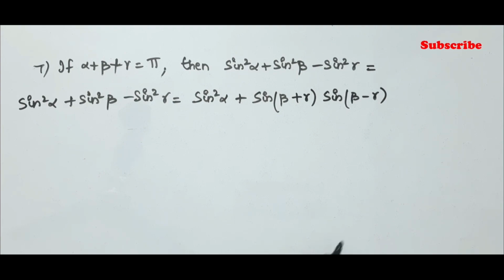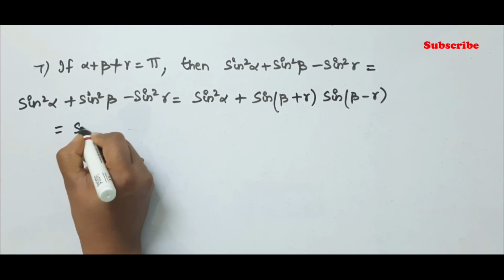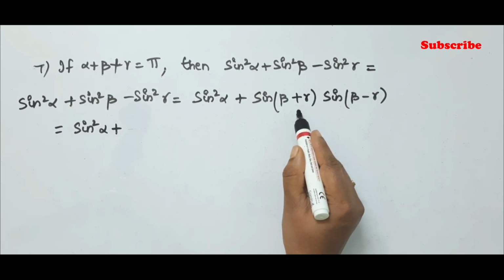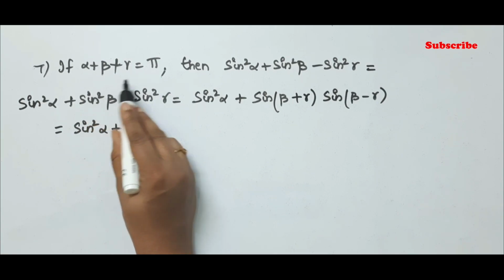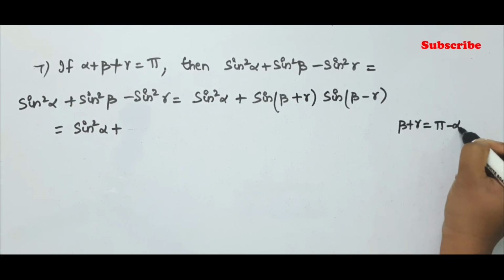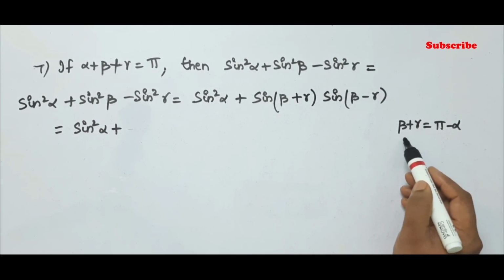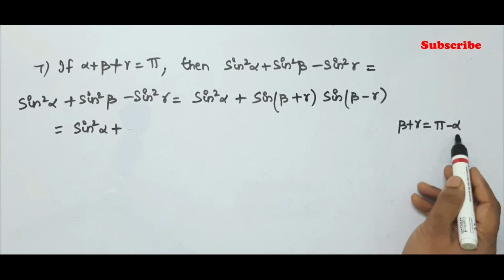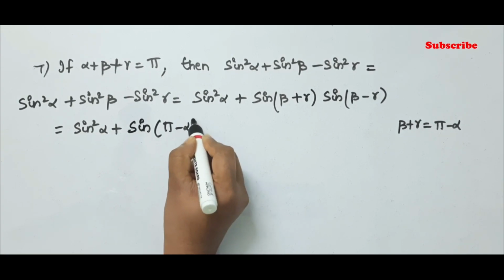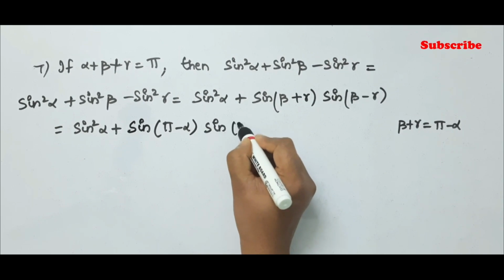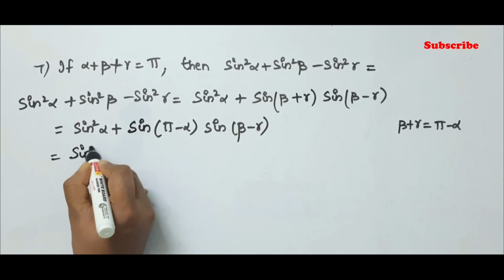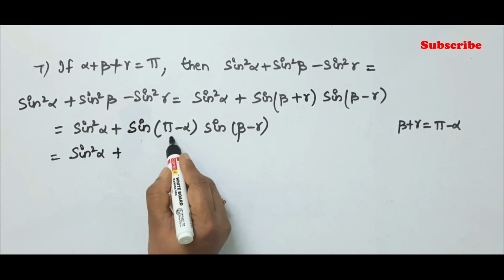Okay, now sin square alpha plus this beta plus gamma can be expressed as pi minus alpha, is it not? Now using this condition, beta plus gamma is equal to pi minus alpha. We can get the value of beta plus gamma, is it not? So I wrote this beta plus gamma as pi minus alpha. Now just substitute here. This becomes sin of pi minus alpha sin of beta minus gamma. So this is equal to sin square alpha plus sin of pi minus alpha.